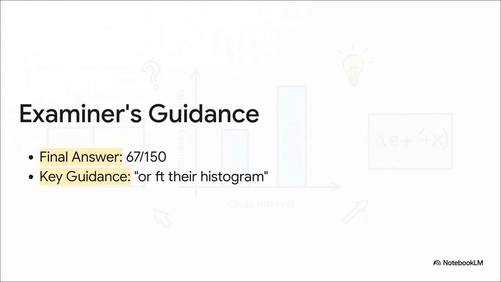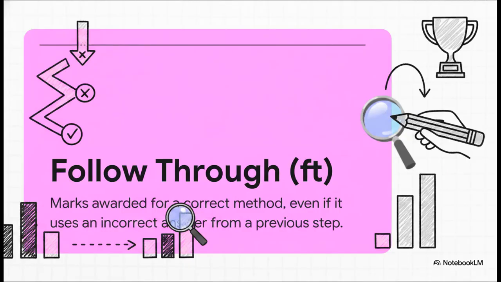So the mark scheme says 67 over 150 is the answer. Great. But then there's this little note, or FT, their histogram. What on earth does FT mean? This is super important. It stands for follow-through, and honestly, it's your best friend in an exam. It's a safety net. It means even if you messed up your histogram in part A, say you made a small calculation error, you can still get full marks for part B as long as you use your incorrect histogram correctly. The examiner will follow your method and mark it based on your own earlier mistake.